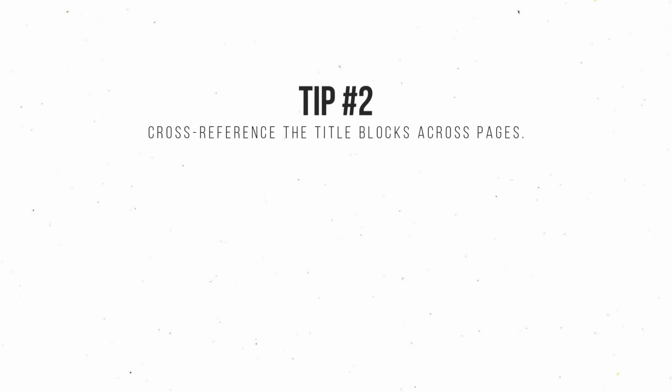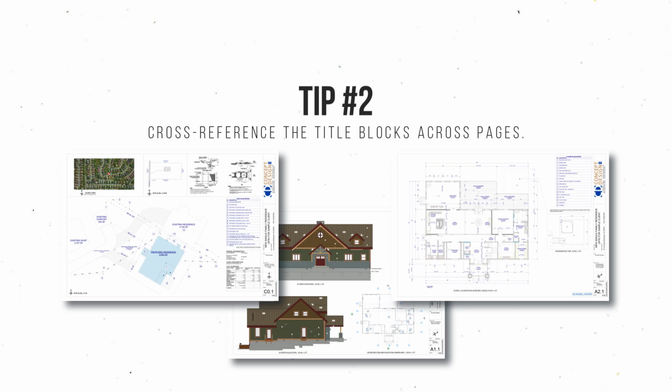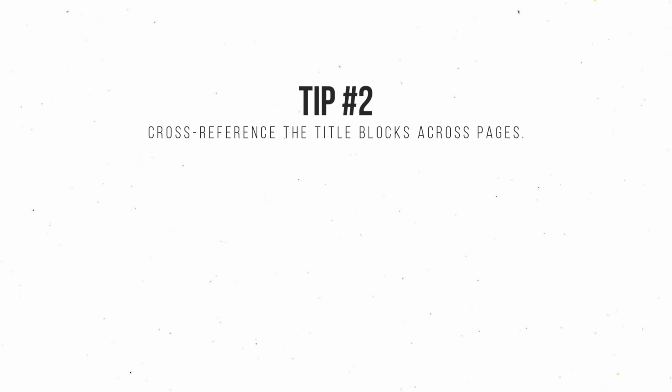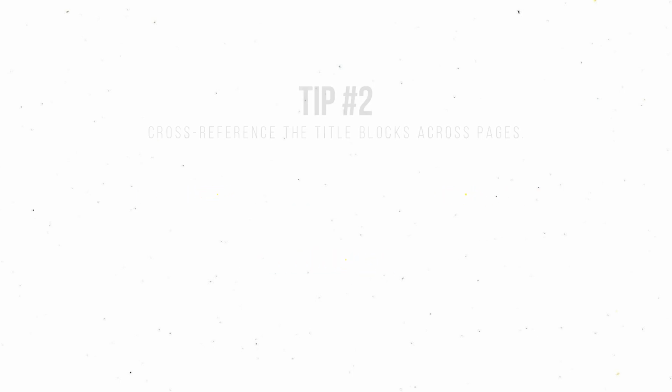Cross-reference the titles across pages. Large projects often have multiple types of plans: architectural, structural, mechanical, and so on. Make sure all the sheets match up in terms of scale, project name, and revision date. This will keep your project running smoothly and prevent miscommunication between different trades.